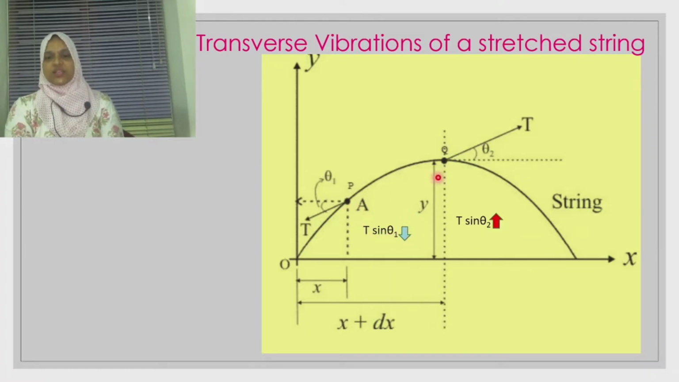So we are considering these 2 points having a small length of dx. From origin to this point the distance is x, and from origin to the second point the distance is x plus dx. That means the difference in distance between these 2 points is the small element dx. So x is the normal direction of the string and y is the vertical displacement of the string. Now we will see how we can derive a differential equation for the transverse vibrations along this stretched string.